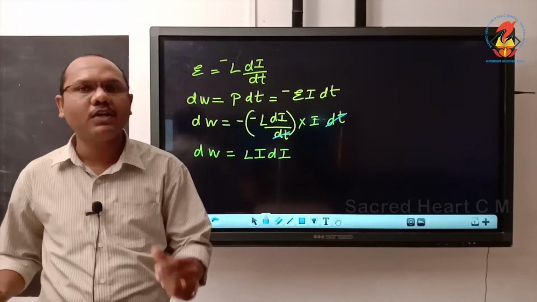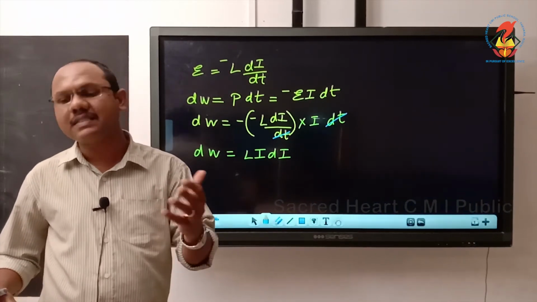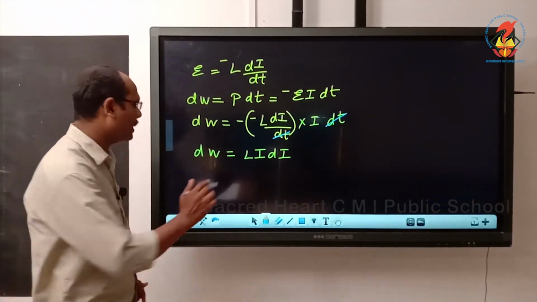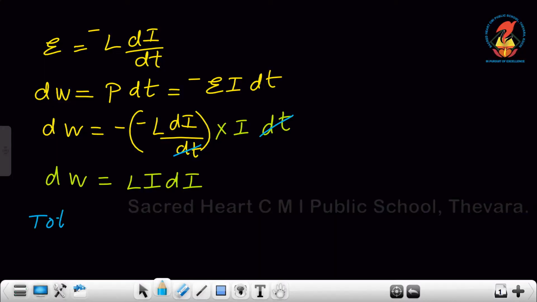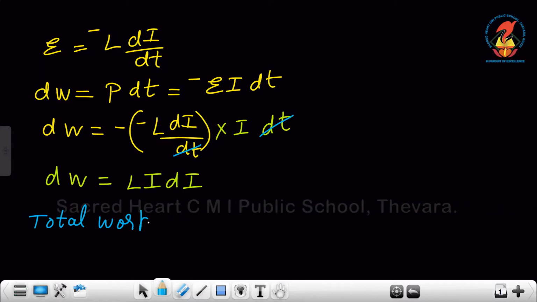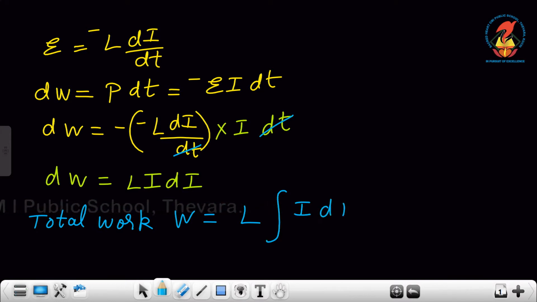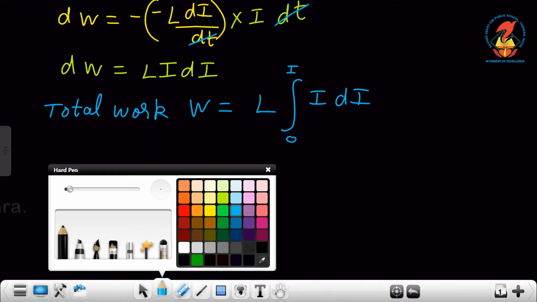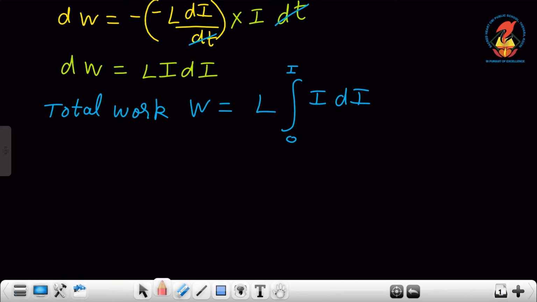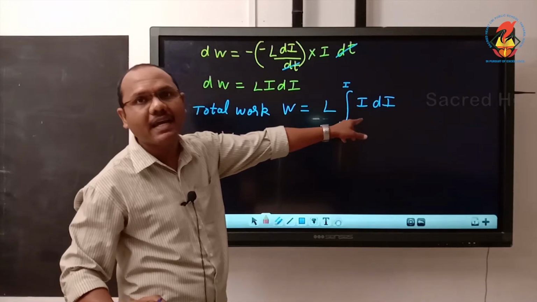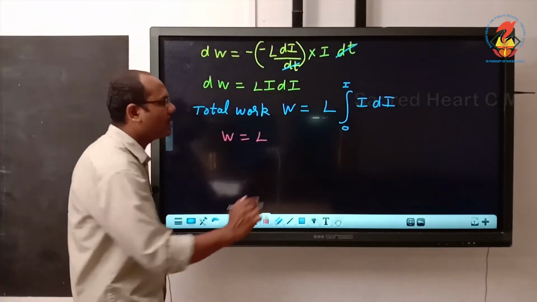Now, how will you find the total work done? Total work is integrating. Okay, so let us integrate. Total work W is equal to, L is constant, so I take L outside, integral I di. And I told you, you have to grow the current from 0 to maximum. So, I will get W is equal to L into, what is integral I di? Yes, I square by 2.